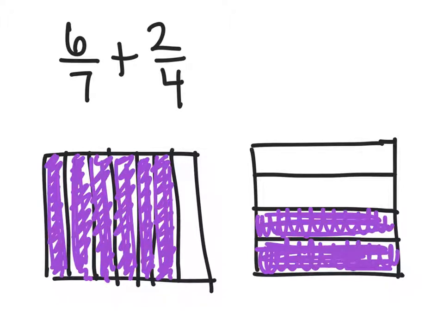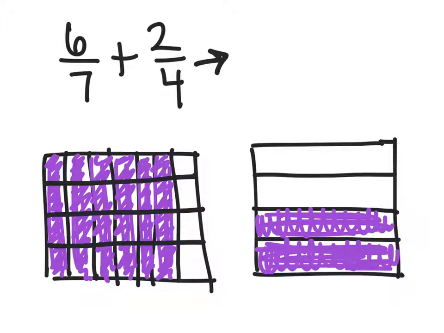All right, now that you've completed it, let's go ahead and check. So for your models, you should have shown 6 sevenths, and you should have also shown 2 fourths. Then we want to think about a common number that both 7 and 4 are multiples of. So we can go ahead and make it units of 28ths. So for the sevenths, we're going to need to multiply that by 4 in order to make it 28ths. So you should have divided yours up into fourths.